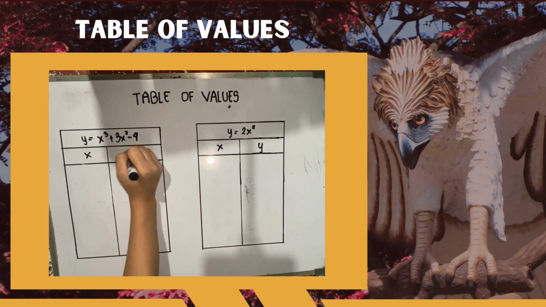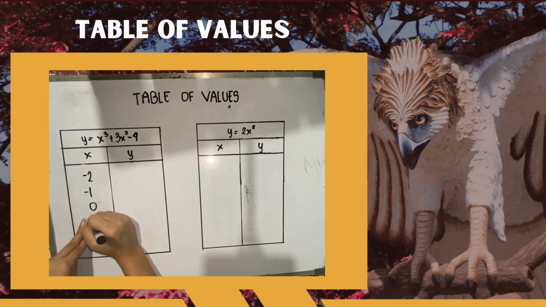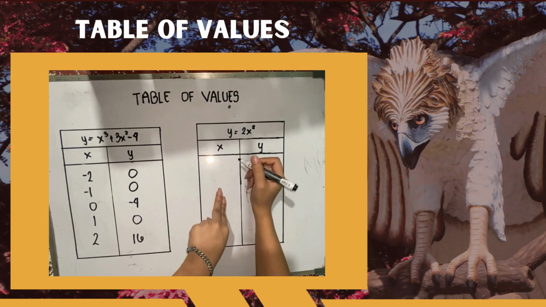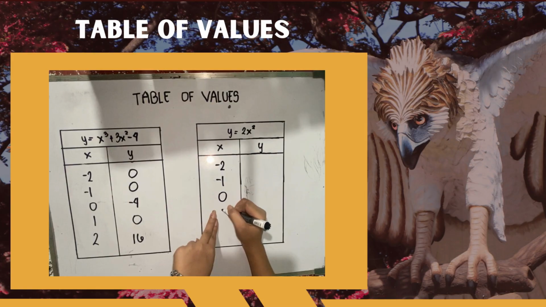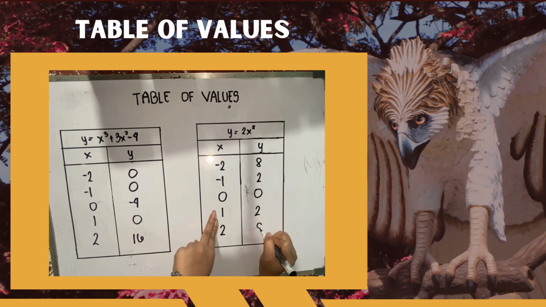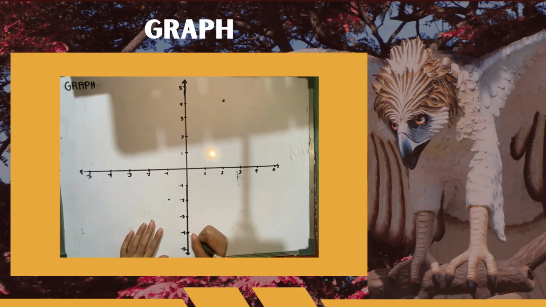For our first table, for x, negative 2, negative 1, 0, 1, and 2. For y, 0, 0, negative 4, 0, and 16. For the second table, for x, we have negative 2, negative 1, 0, 1, 2. For y, we have 8, 2, 0, 2, and 8. Since we're done doing our table of values, we can now proceed to graphing.